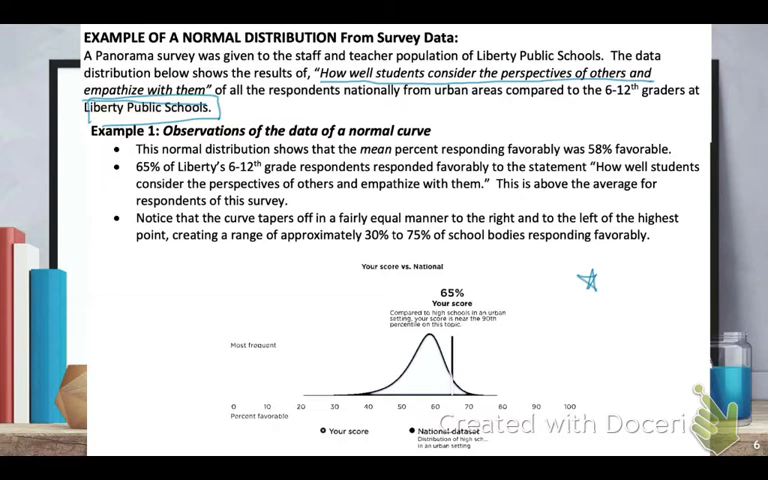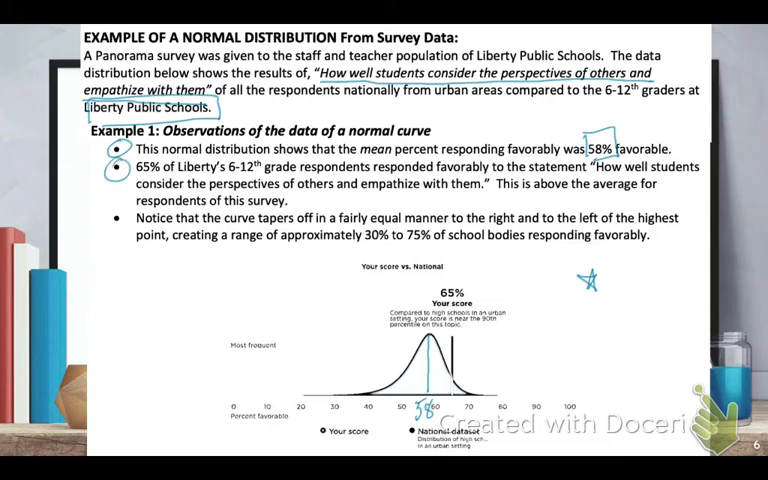Now let's look at the bulleted points, and let's look at the first bullet. So this normal distribution shows that the mean or average percent responding favorably to how well students consider the perspectives of others and empathize with them is 58%. And so that is right down. I'm going to go ahead and mark it here, 58.